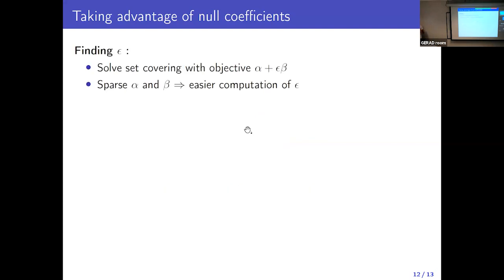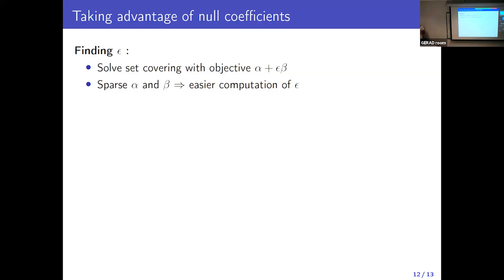All right. And so we saw that for tilting, the main computation was to solve a set covering problem with the objective function alpha plus epsilon beta. And so if we have an inequality alpha which is sparse, if we can get a tilting vector beta whose non-zero elements are included in the one of alpha, then we can have alpha plus epsilon beta that is going to be sparse. And then we can have a faster computation through the shrinking of the instance that I told you before.